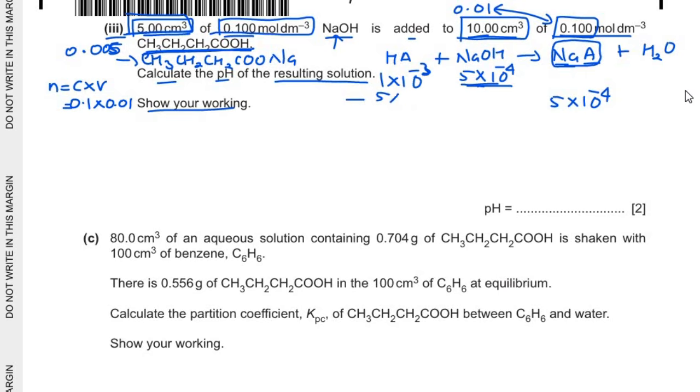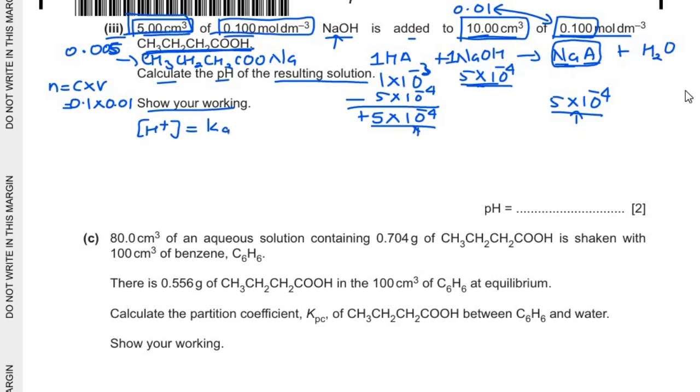Now out of that, 5 into 10 power minus 4 moles of acid will be used up because of the 1:1 ratio. Then the leftover acid is 5 into 10 power minus 4. So moles of the acid left is 5 into 10 power minus 4. The moles of salt is 5 into 10 power minus 4. So we can say that the concentration of both the acid and salt is same, 5 into 10 power minus 4. Correct?